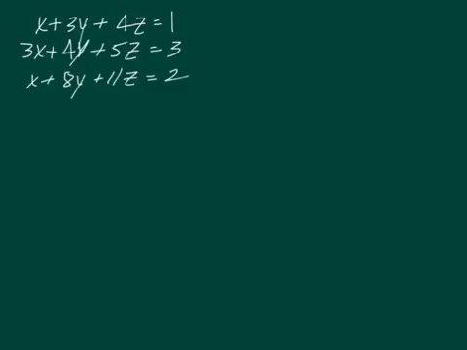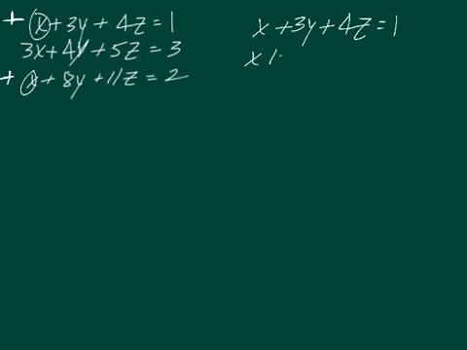Okay, so this is number 10 in exercise set 5.2, page 457. Alright, so number 10, what we're going to do here is, well, let's look at the first equation and the third equation. So let's look at this one and this one, since they both have x's there. So x plus 3y plus 4z equals 1. X plus 8y plus 11z equals 2. And to get rid of my x's, I'm going to subtract.